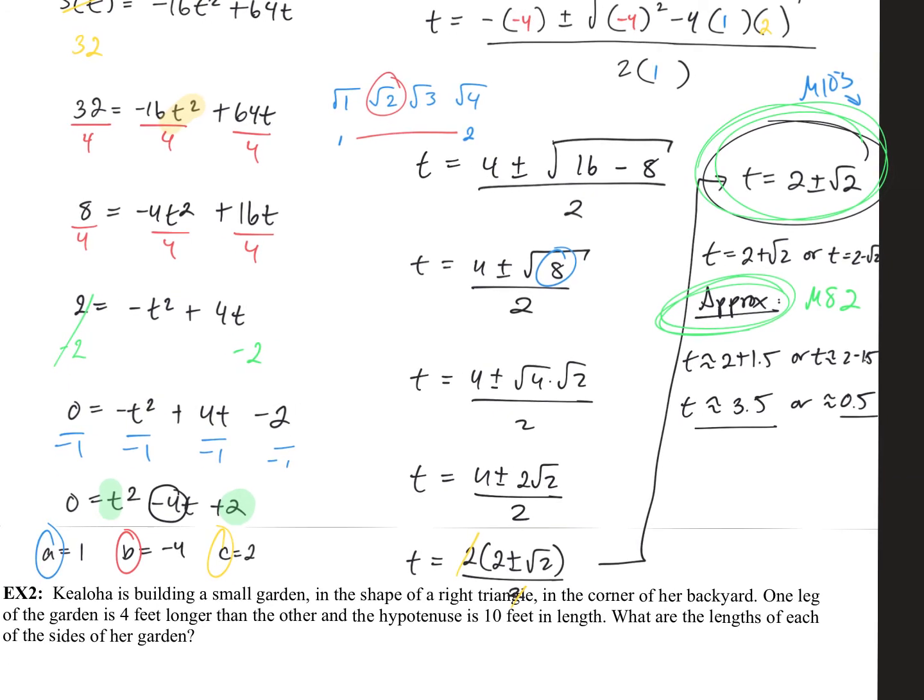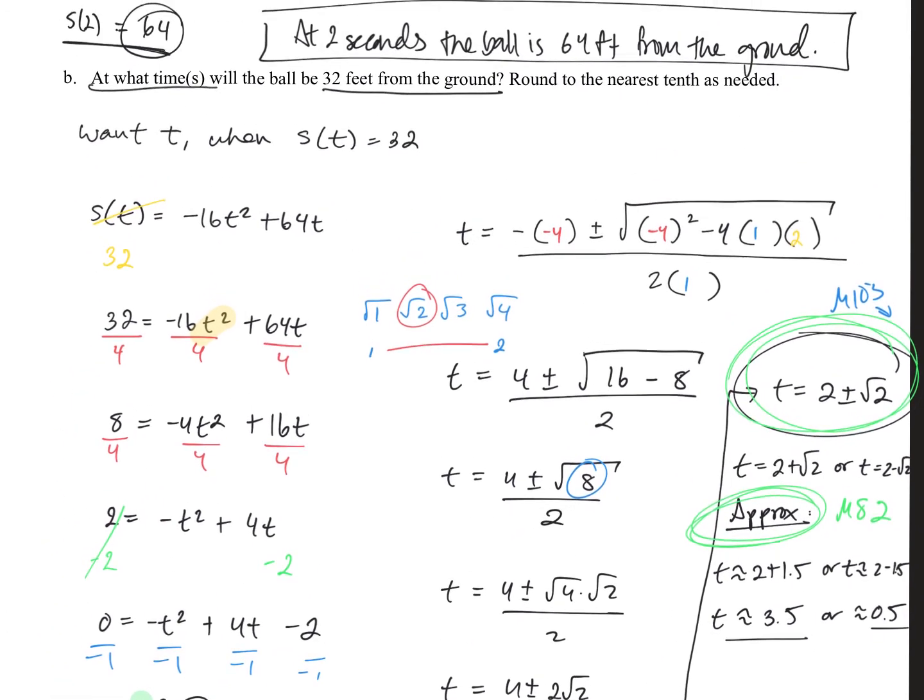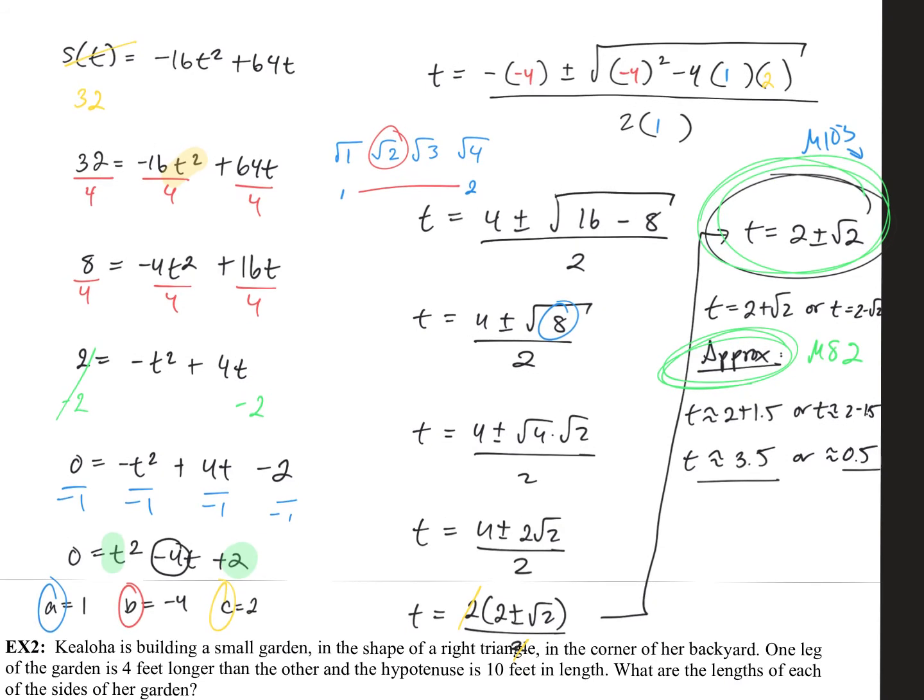Okay, so then our answer would be, what time will the ball be 32 feet from the ground? The ball will be 32 feet from the ground at 3.5 seconds and 0.5 seconds. I'm running out of space.